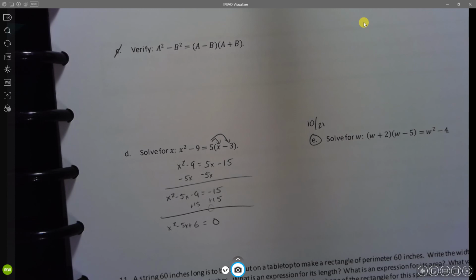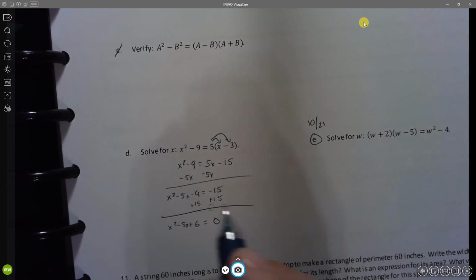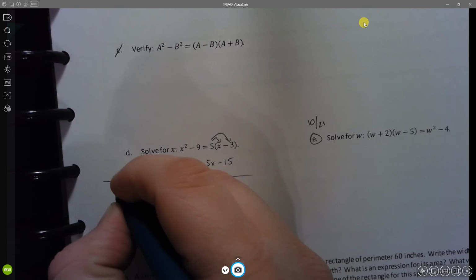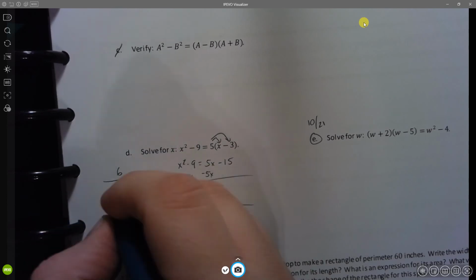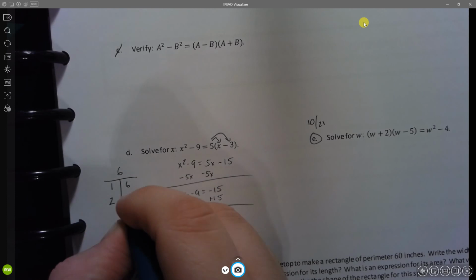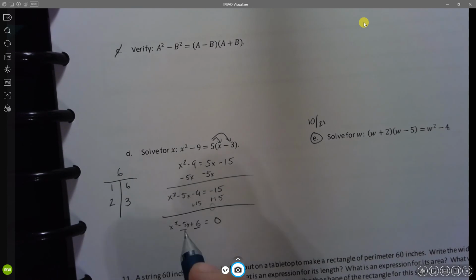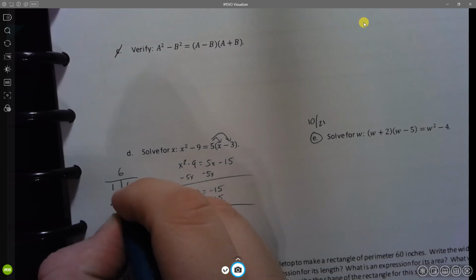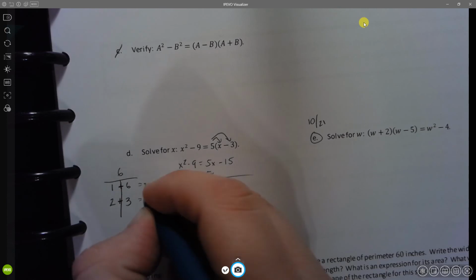Now, here's the thing. We want to know the factors of 6. Listen to me. The factors of 6 that will give me a sum of a negative 5. So let's work with the factors of 6 first. What are the factors of 6? 1 and 6, 2 and 3. Now I want a negative 5. So the sum of these has to equal a negative 5.